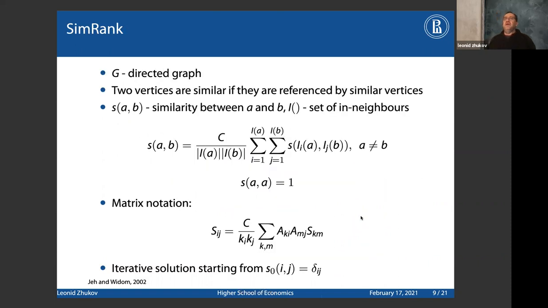Okay, before we move forward, any questions about the similarity thing? Okay, let's move on.